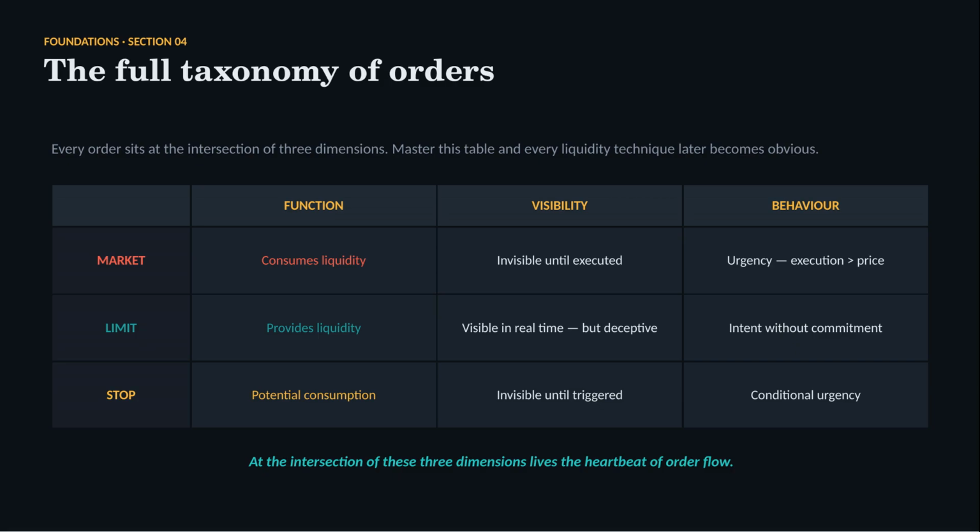Let's lock in the full picture. Every order sits at the intersection of three dimensions. By function, market orders consume liquidity, limit orders provide it, stop orders are potential consumption waiting to happen. By visibility, market orders are invisible until they execute. Limit orders are visible in real time but deceptive. Stops are invisible until they trigger. By behavior, market orders are pure urgency, limits are intent without commitment, stops are conditional urgency. Master this one table and every liquidity technique later becomes obvious.